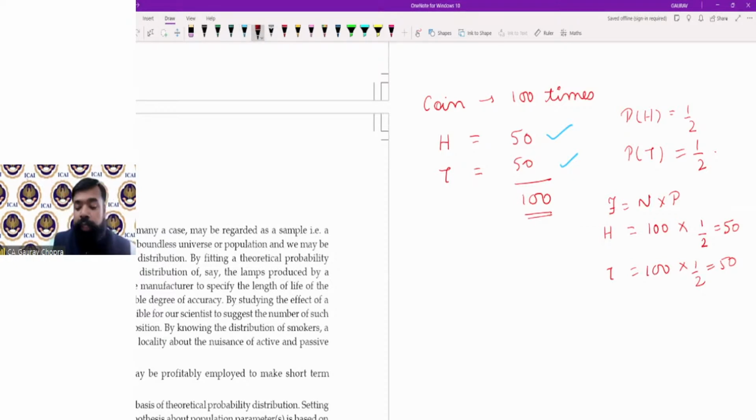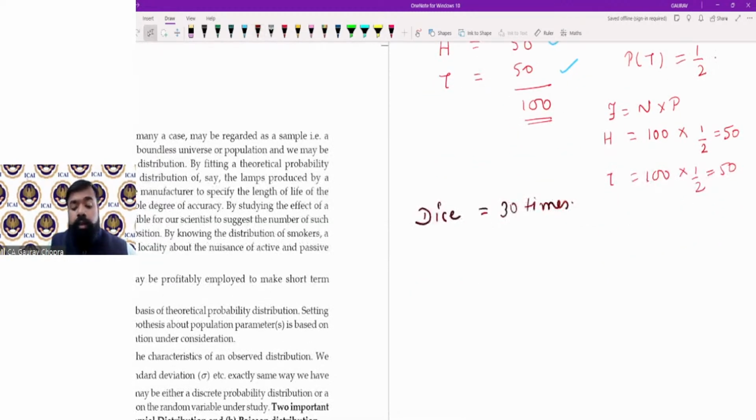Similarly, let's take one more example. This time we are throwing a dice for 30 times. Now, how many times will the number 1 come on the dice? For frequency, it is n multiplied by the probability. What is the probability of getting number 1 on the dice? It is simply 1 by 6. So we will answer 5. So number 1 will come 5 times. Similarly, number 2, how many times will it come? It will come 5 times, and so on. So in this way, we can easily calculate theoretical distribution. All right. So this is a basic concept.